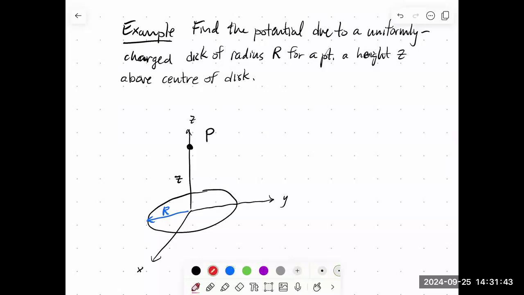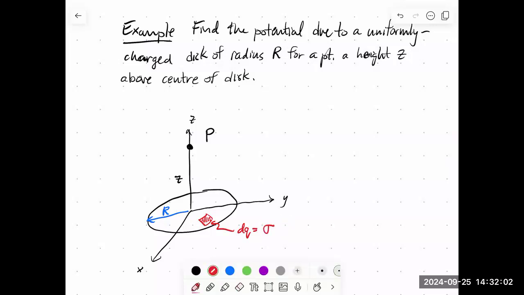What we'll do is pick a little patch of area here. So there's my little patch of area. This has a charge dq, which is the charge per unit area, sigma, times the area. Sorry, what am I doing?